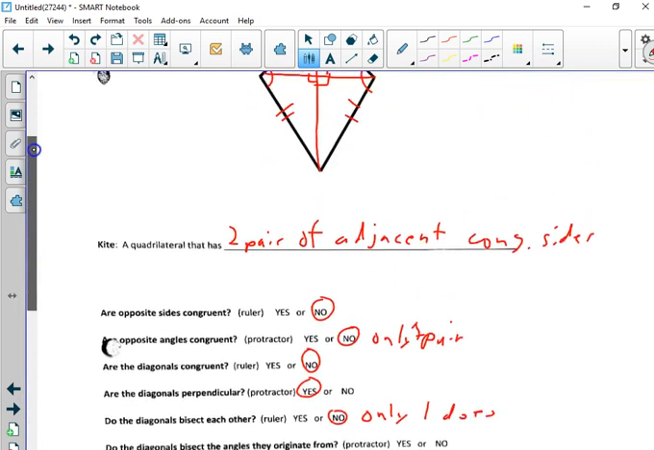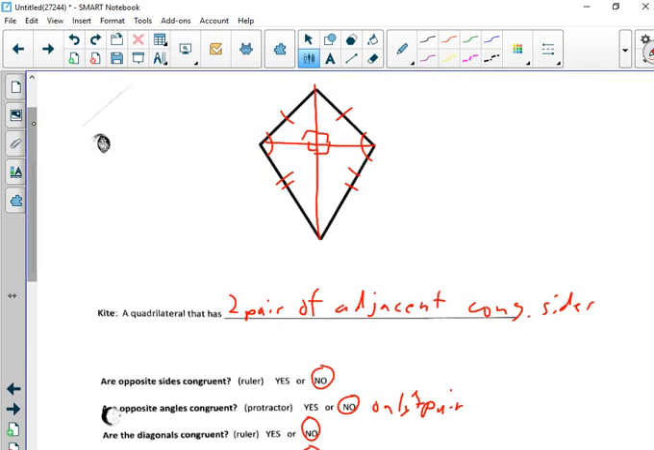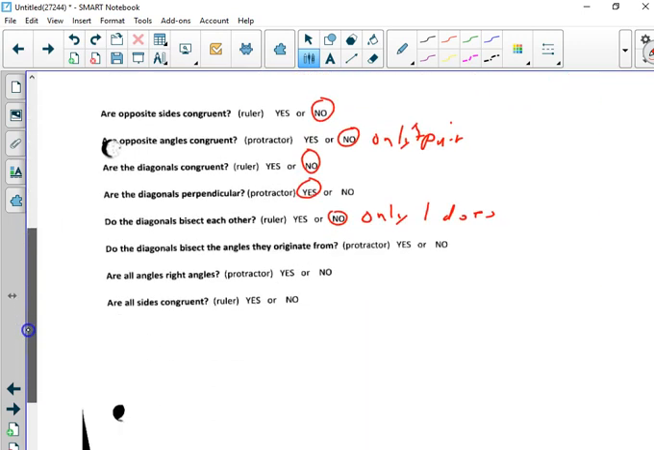Okay, so if you look back up here, that is bisected. Okay? The one that connects the 2 congruent angles is bisected. Do the diagonals bisect the original angles they come from? Again, only 1 does. Are all the angles right angles? Nope. Are all sides congruent? No.